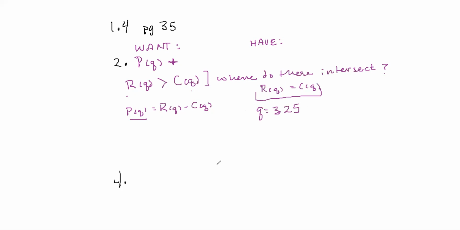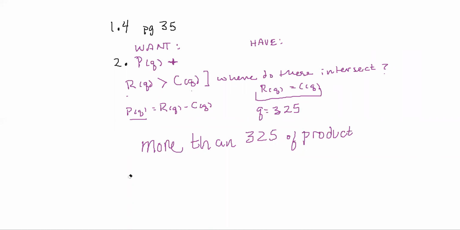Approximately what quantity does this company have to make in order to produce a profit? Well, this company has to make more than 325 of its product. Does that make sense? Awesome.